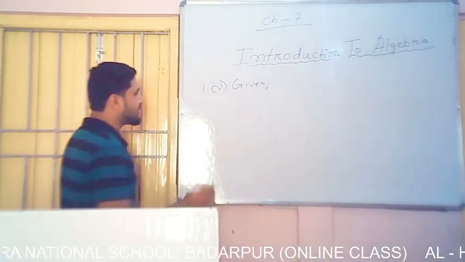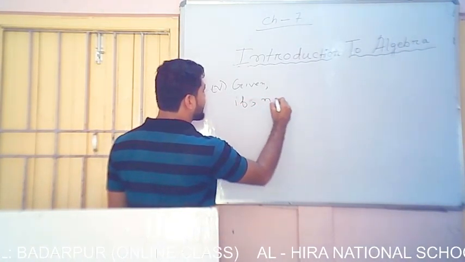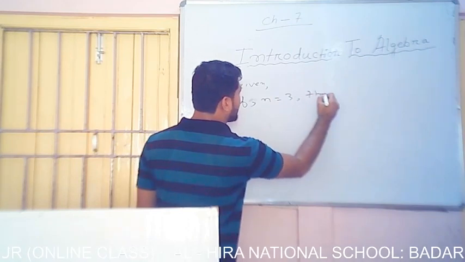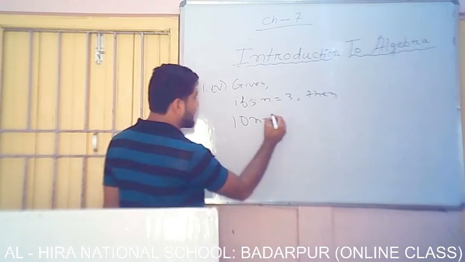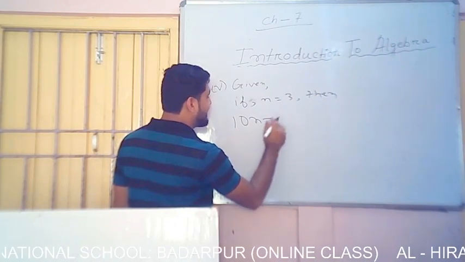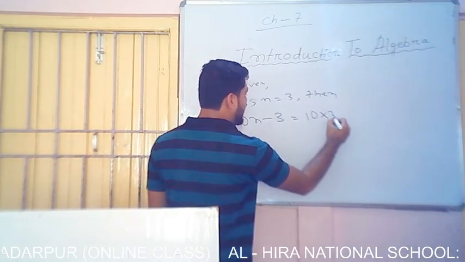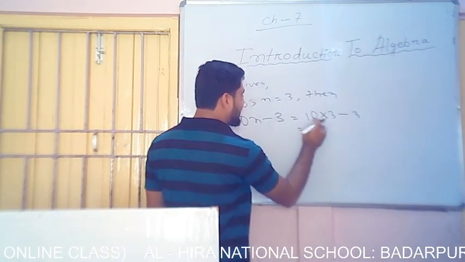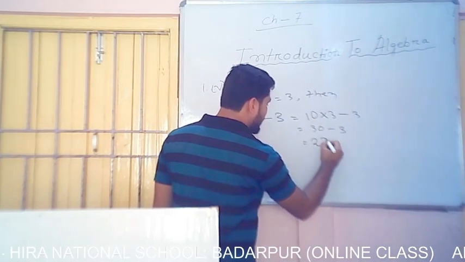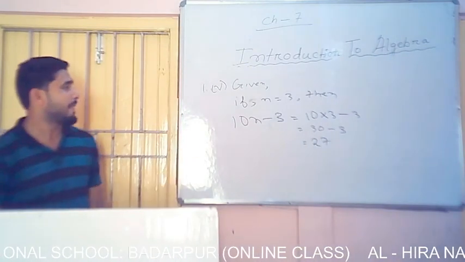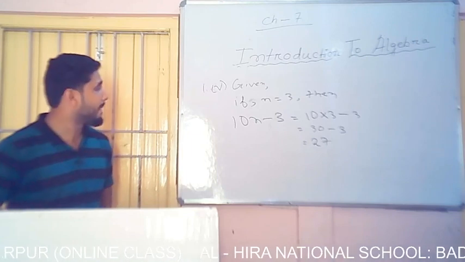Now come for the value of n equals 3. If n equals 3, then 10n minus 3 will be 10 into 3 minus 3. 3 tens are 30, minus 3 equals 27. That is the answer for the value of n equals 3.